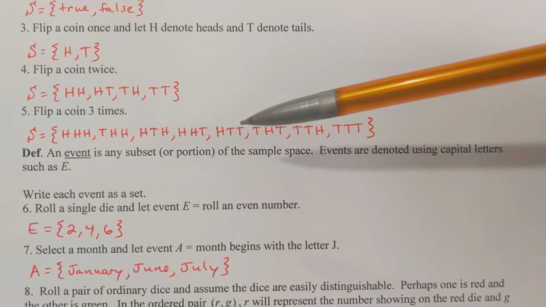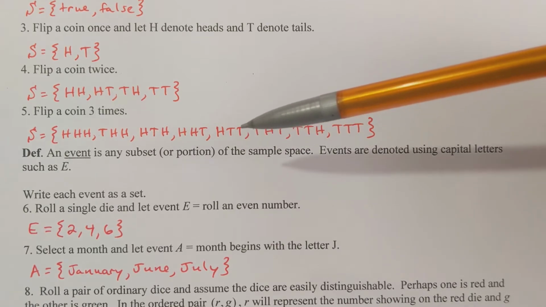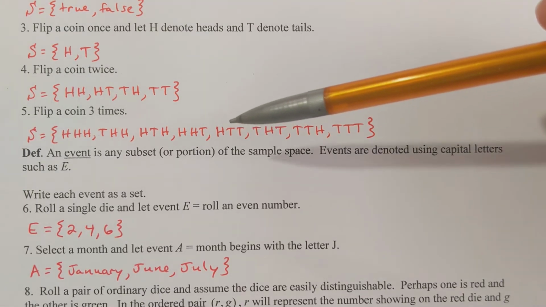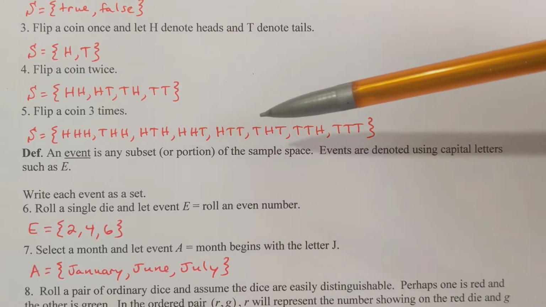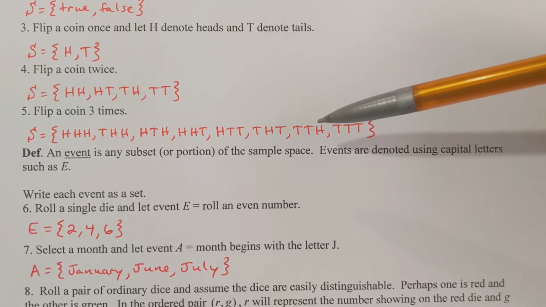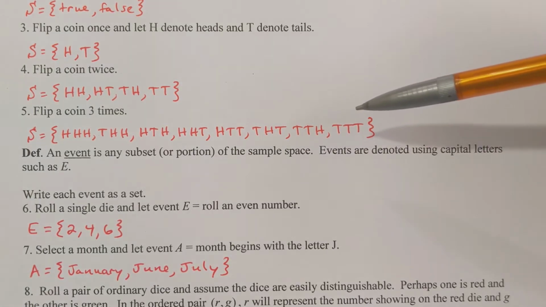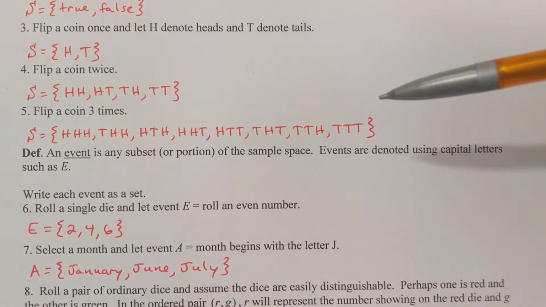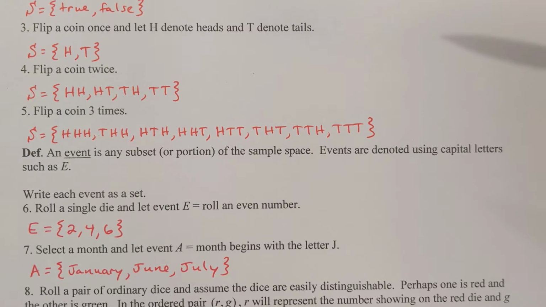Or I get 2 tails and 1 heads. The 1 heads can come either first, second, or third, so I've got 3 more elements to list. It'd be heads, tails, tails, tails, heads, tails, or tails, tails, heads. Or, of course, the last outcome could be when all 3 flips are tails. So there's 8 elements for when I flip a coin 3 times.